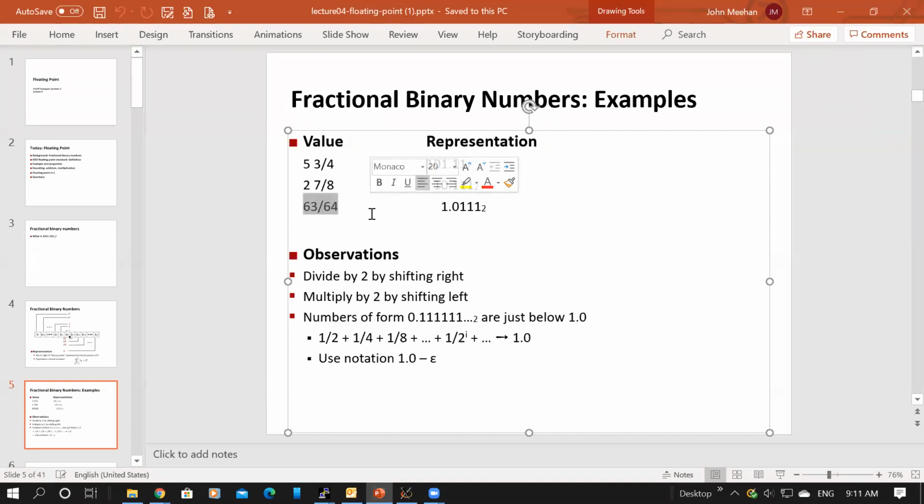Wonder if editing is turned on. Yeah. So a fourth plus an eighth would be 3/8 plus a 16th would be 7/16, right?